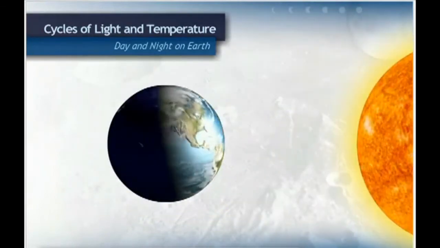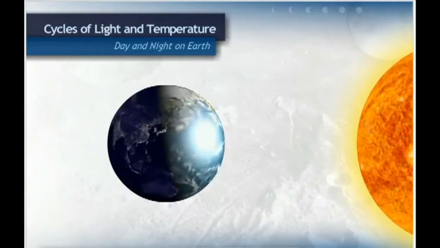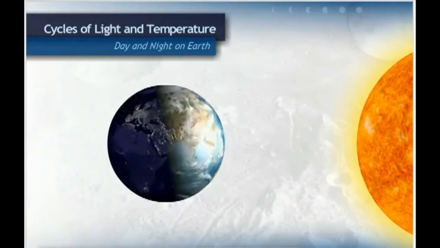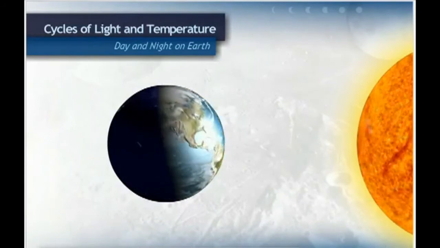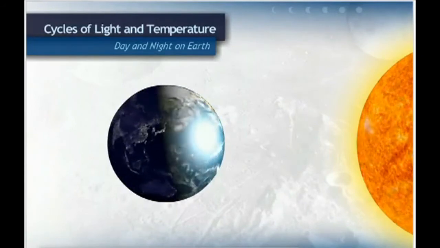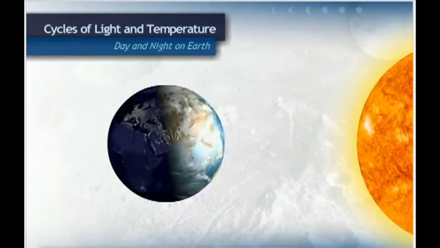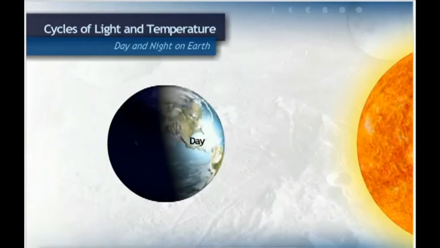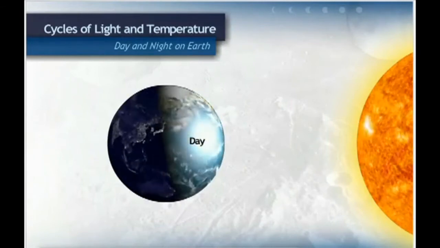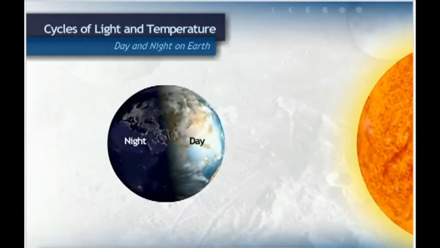The Earth is rotating as it orbits around the Sun. Every 24 hours, the Earth rotates one time. As it rotates, one half of the Earth faces the Sun, and one half of the Earth faces away from the Sun. The half facing the Sun receives sunlight and experiences day. The half facing away from the Sun is experiencing night.